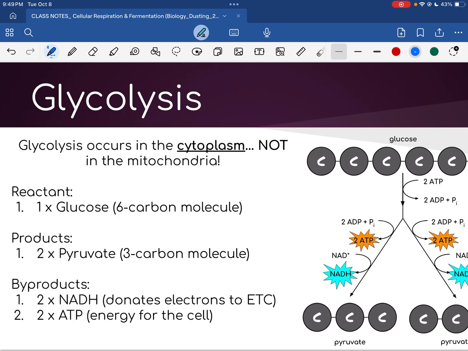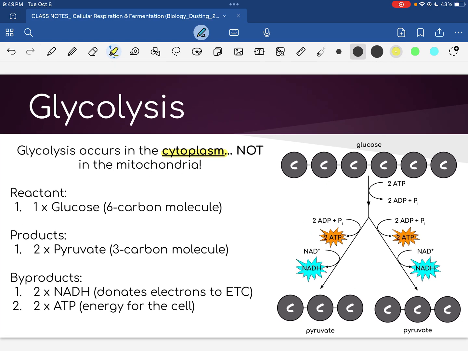All right, so let's talk about glycolysis. Like we said, glycolysis occurs in the cytoplasm. It does not occur in the mitochondria, so we're not in the mitochondria quite yet. What's going in as the reactant is glucose. Remember, it's a 6-carbon molecule, and we need to track these carbons. We can count them here: 1, 2, 3, 4, 5, 6.